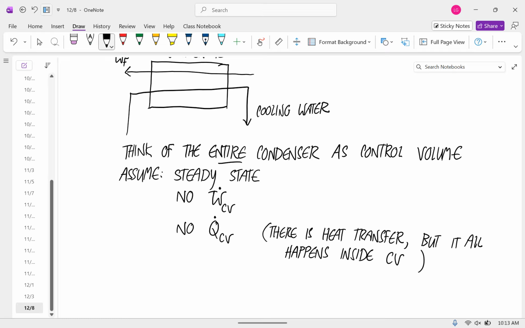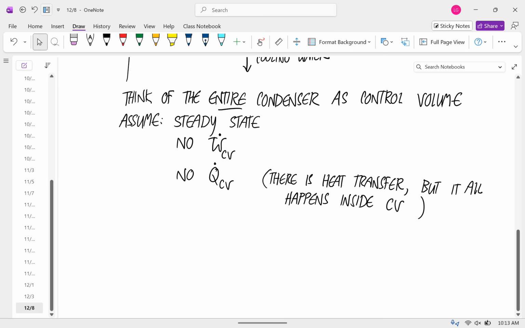And in this control volume analysis, remember that Q dot is referring to heat transfer between the control volume and the surroundings. So we don't have any of that. We'll also assume, so these are pretty standard, we're not going to worry about changes in kinetic energy or changes in potential energy.